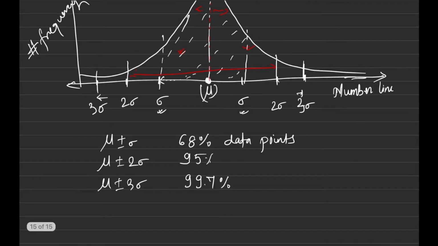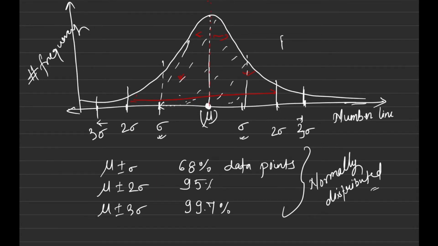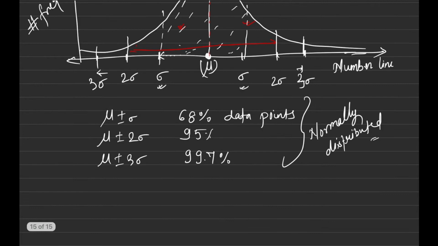If the data is normally distributed, it's very, very important that the data should be normally distributed. Now, what is a normal distribution? We will read more in detail, but as of now, let's say a normal distribution is a bell-shaped curve, which is symmetric across the vertical line. Bell-shaped curve.